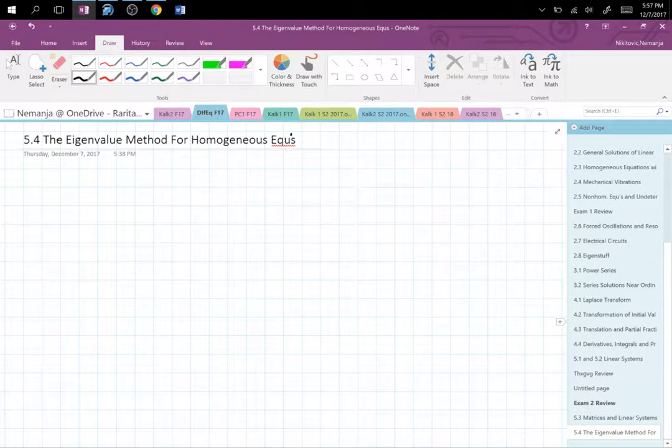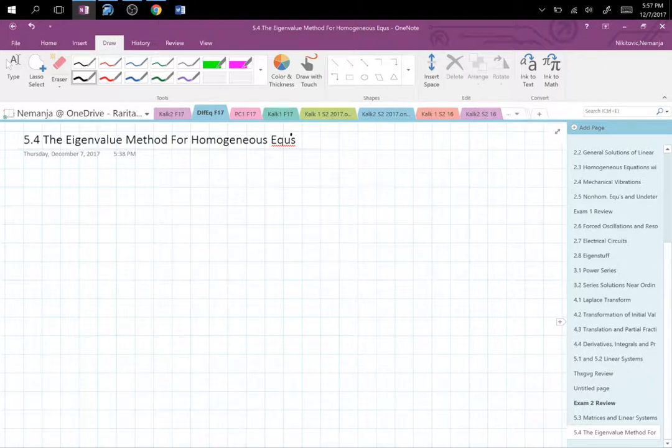Hello and welcome back to Differential Equations, section 5.4, the eigen stuff. So we are going to use eigenvalue eigenvector pairs, which you studied in linear algebra, to solve homogeneous differential equations. I mean, we're talking about systems of equations. So where do we start?